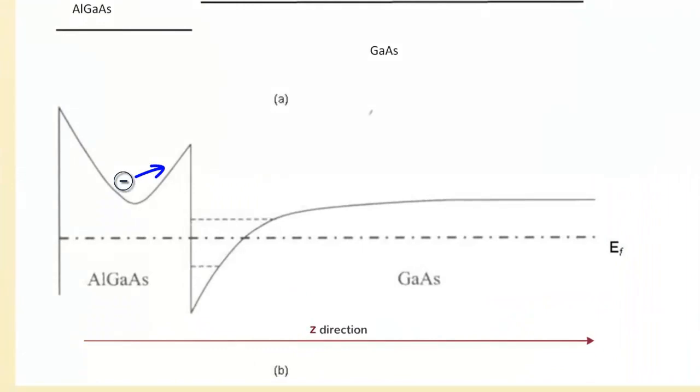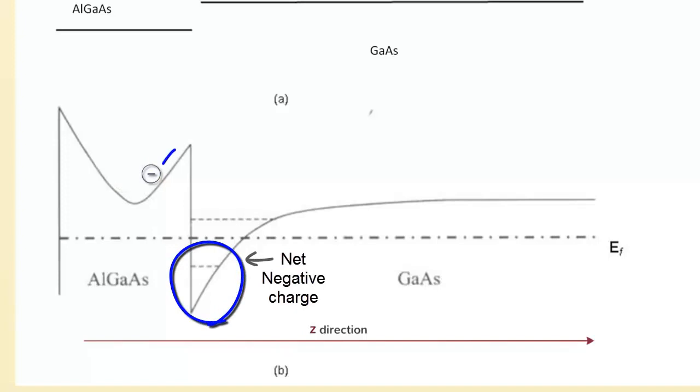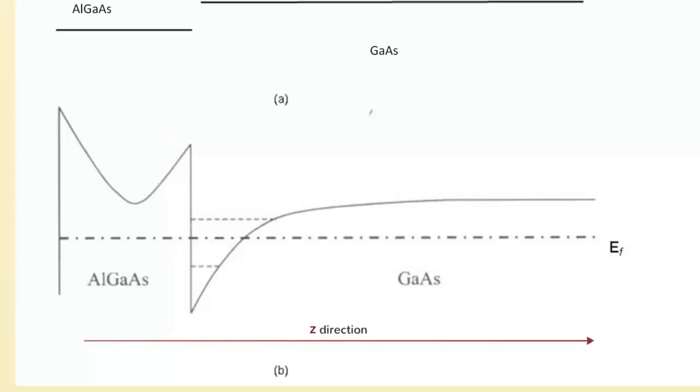However, as an electron in the aluminium gallium arsenide side approaches the gallium arsenide side, it sees a net negative charge, and this negative charge acts to raise its energy. And because the band represents the energy of the electron, the band actually bends upward to signify this increase in the energy of the electron. From the other side, as an electron is moved from the gallium arsenide side towards the aluminium gallium arsenide side, it sees a net positive charge, which is due to the ionized donors present in the aluminium gallium arsenide material. So the closer the electron gets to the interface, the more net positive charge it sees. And this reduces its energy, hence the band bends downwards.